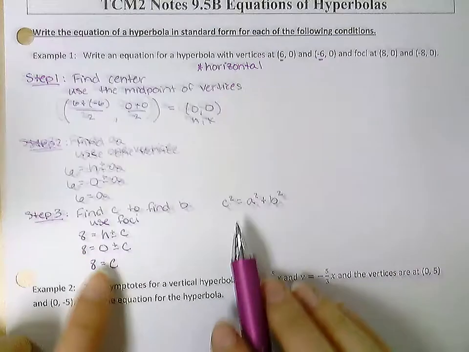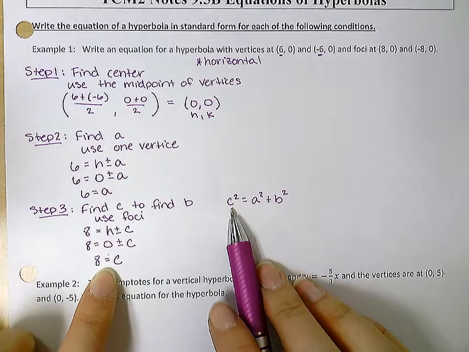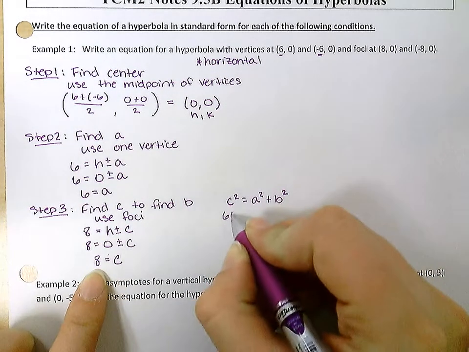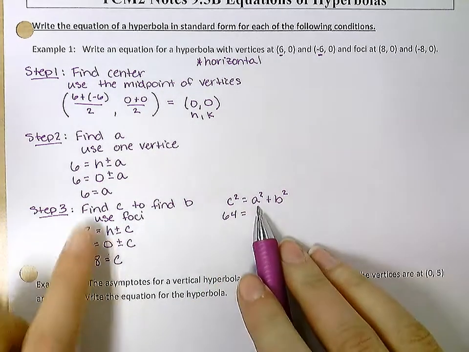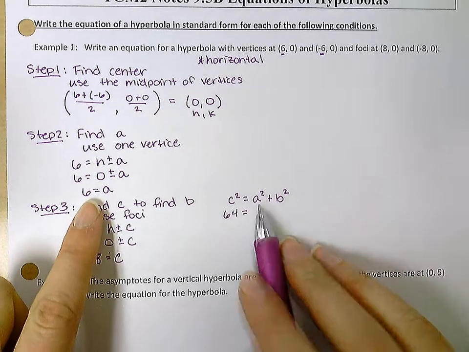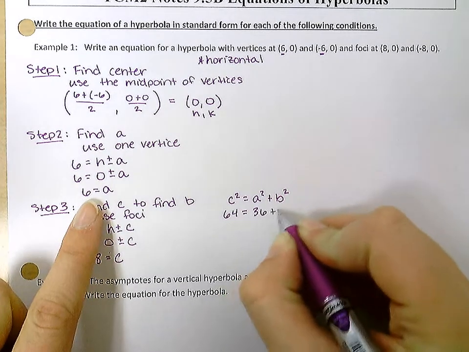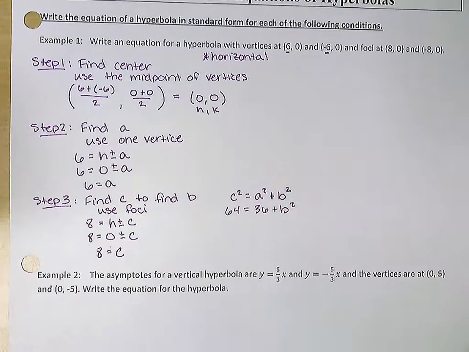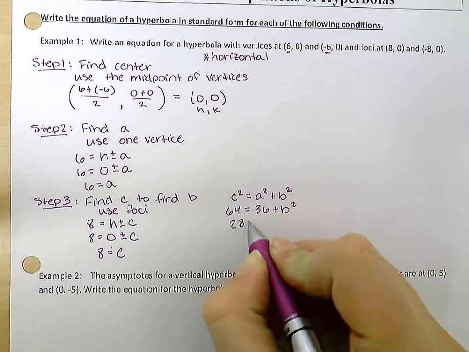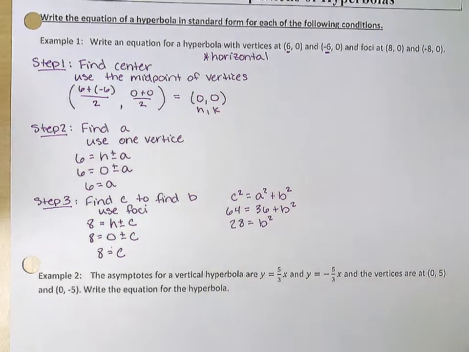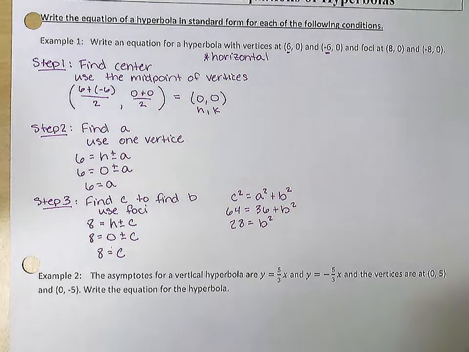Okay, so I would plug in my c value here. So I have 8 squared is 64. A value is 6, so 6 squared is 36. And that's plus b squared. So subtract 36 from both sides to get 28 is equal to b squared. And then to get b, we just take the square root of both sides.